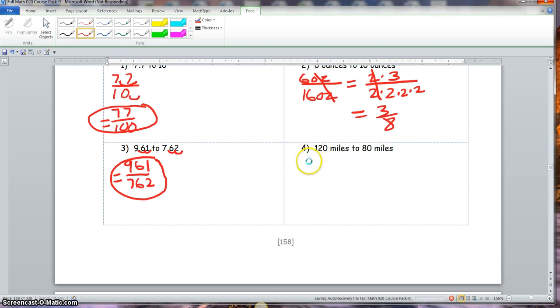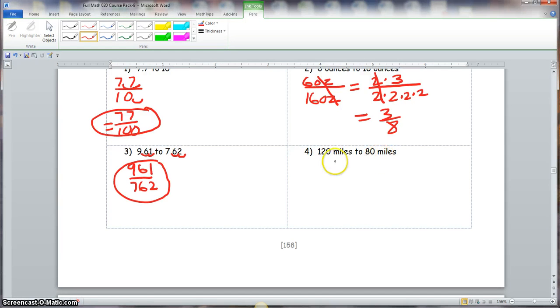Okay, now we go here to number 4. We have 120 miles to 80 miles. So what we have to do here is this here. We will have our 120 miles divided by 80 miles. Now, before I told you all in class that whenever a number ends in 0, we could divide both of them by 10. So let's do that first.